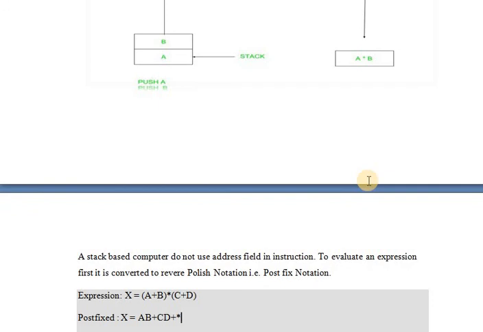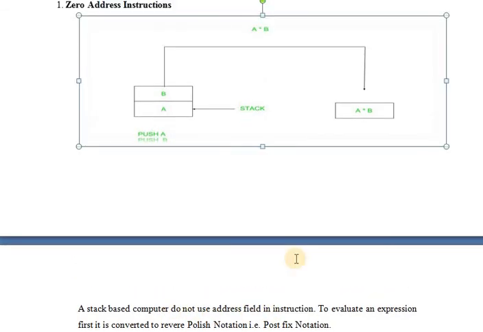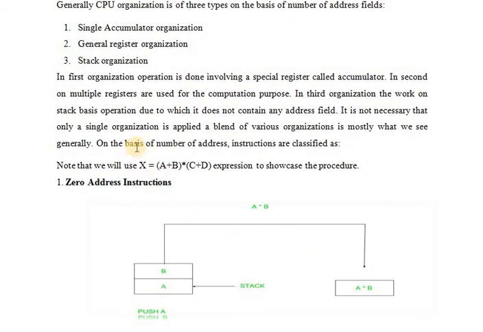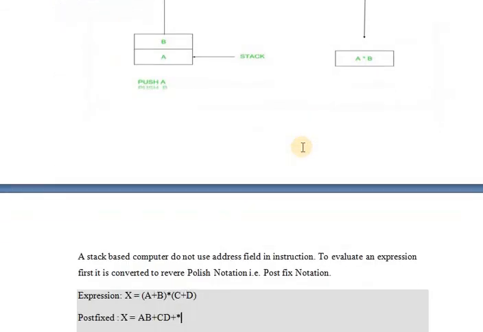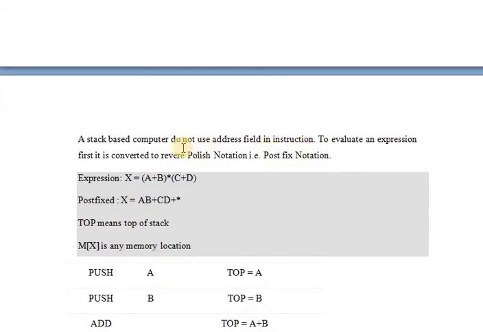There are zero address, one address, two address and three address instructions. A stack based computer does not use an address field in the instruction. Already we have seen that here, stack organization. Stack based operation works on the stack, due to which it does not have any address field. Stack organization means it does not have the address field.